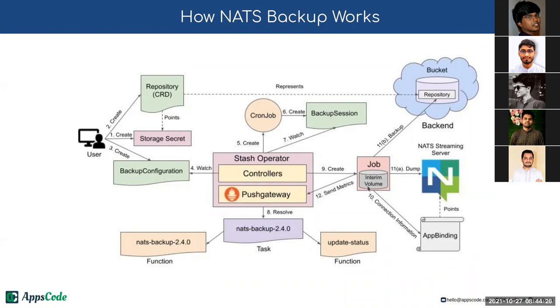Then the backup job gets the connection information from the binding object. This binding object basically contains the connection information and the secret to connect with the NATS server. So the backup job connects with the NATS server and gets the streams and stores them into a temporary volume. So finally, the backup job sends this data into the storage backend. Okay, this is how the NATS backup works.